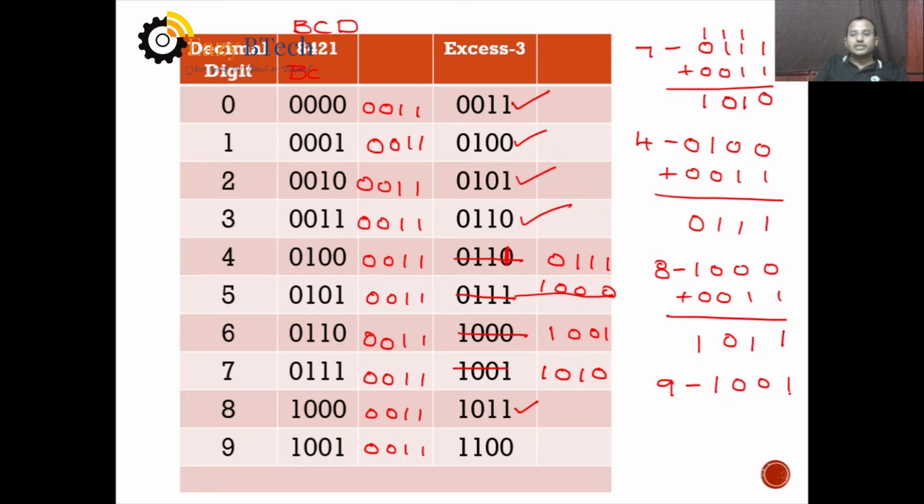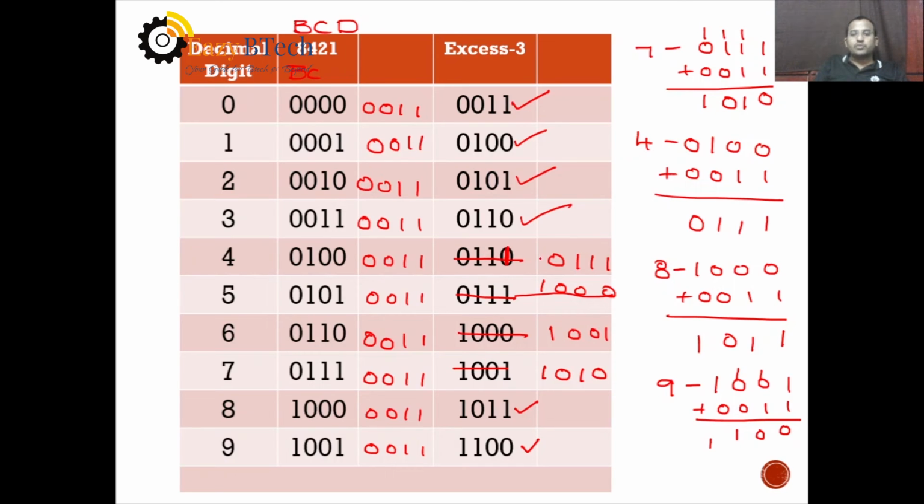The BCD representation is 1, 0, 0, 1. If we add 3, 0, 0, 1, 1. So 1 plus 1, sum 0, carry 1. Again, 1 plus 1, sum 0, carry 1. So 1, 1, 0, 0. This is correct. So in between, 4 codes were written wrongly.